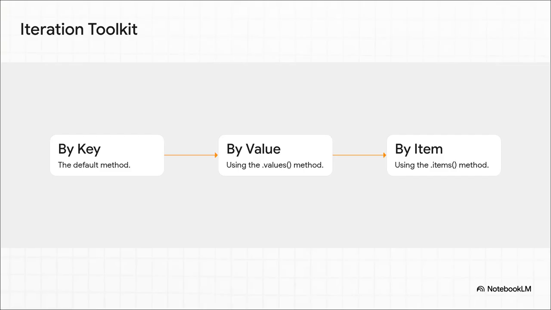So, think of this as your iteration toolkit. First, you've got the default, right? Just looping by key. Then we've got two special tools, .values when you only want the values, and .items when you need the whole shebang, the key and the value together. Oh, and here's a little pro tip for you. These methods give you back something called view objects. All that really means is they're super memory efficient. They don't wastefully copy all your data into a new list. Pretty cool, huh? Okay, let's break them down one by one.